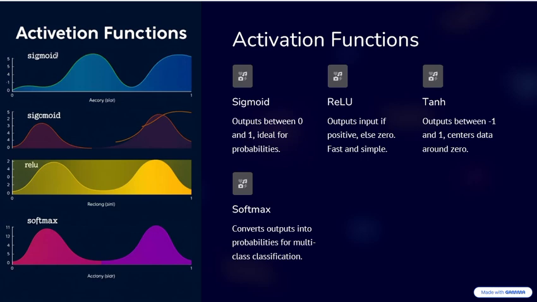Next is softmax. Softmax is an activation function used primarily in the output layer of a deep neural network for multi-class classification tasks. It converts the raw output scores of the network into probabilities that sum to 1, so each output can be interpreted as the likelihood that the input belongs to a particular class. Sigmoid gives output between 0 and 1, and TANH gives output between -1 and 1.